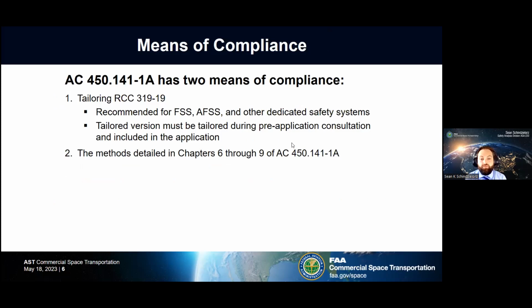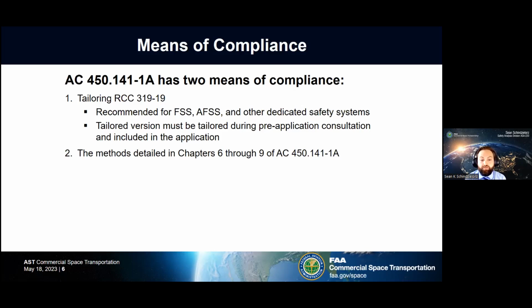The AC documents two distinct acceptable means of compliance. The first is especially important for autonomous flight safety systems. It is a tailoring of RCC 319 Appendix A. This means of compliance is typically used in conjunction with a highly reliable flight safety system developed in accordance with 450.145 to implement a 450.108 hazard control strategy. Applicants pursuing this means of compliance should perform tailoring during the pre-application consultation. Software on an AFSS is usually the highest criticality CSSI on a vehicle that uses them.